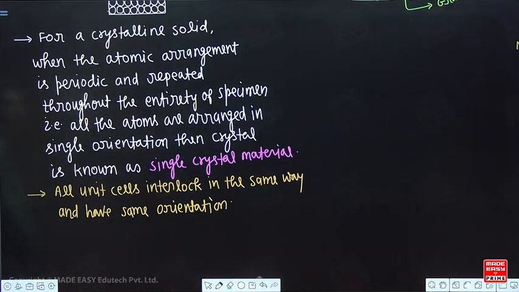For a crystalline solid, when the atomic arrangement is periodic and repeated throughout the entirety of a specimen, that is, all the atoms are arranged in single orientation, then the crystal is known as single crystal material. All unit cells interlock in the same way and have the same orientation. Please note this down.